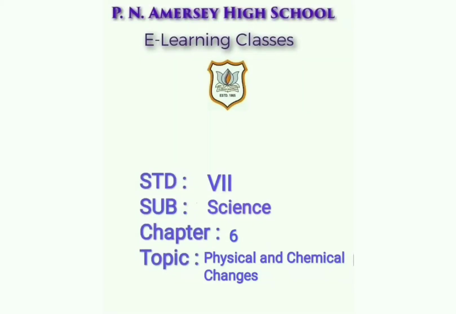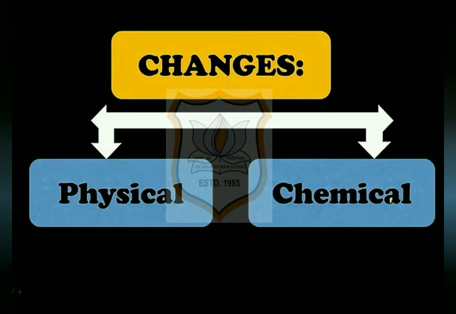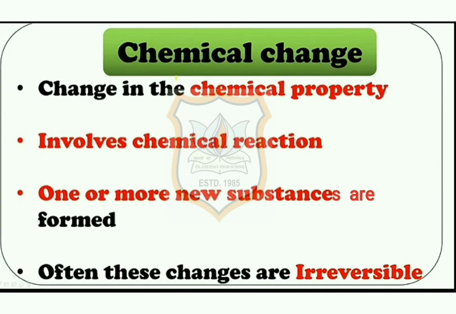Hello students, let's continue chapter 6 of science, that is physical and chemical changes. Let's now consider the other kind of change, that is chemical change. A change in which chemical properties of the substance change and one or more new substances are formed is called a chemical change. A chemical change is also called a chemical reaction. Often these changes are irreversible.